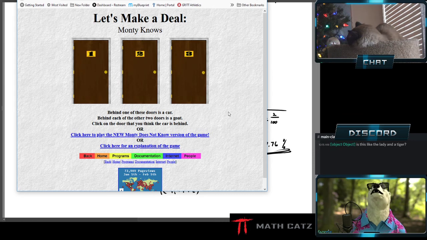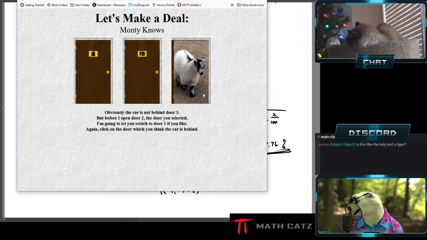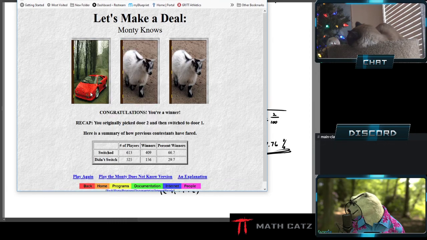Sometimes switching will work, sometimes it won't. Let's go with door number two. Now he shows me a goat. Do I switch or do I not switch? Ah, switching worked last time. Let's switch again. And I got the car again. No, this is completely random, right? I don't know where the car is.